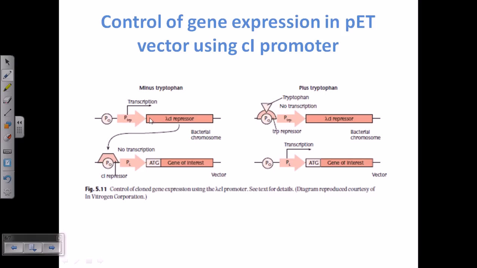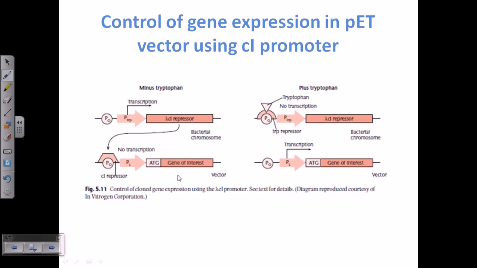Okay, so what we are having here is a promoter region, the promoter of tryptophan, and then we are having the lambda CI repressor. Now the function of the lambda CI repressor is to block this PL promoter which is controlling the expression of our desired gene.